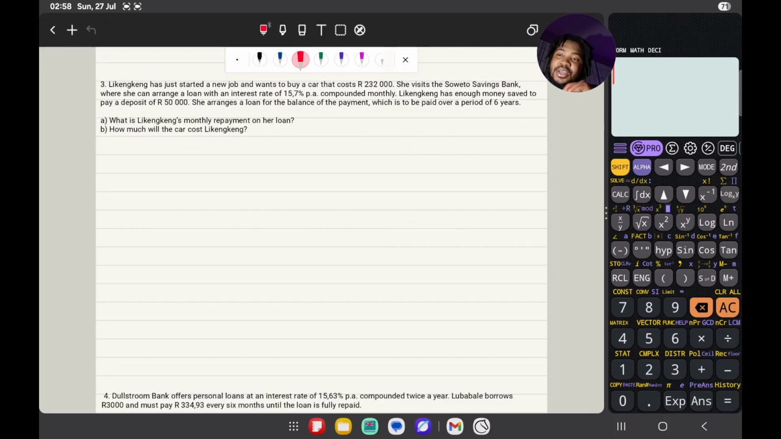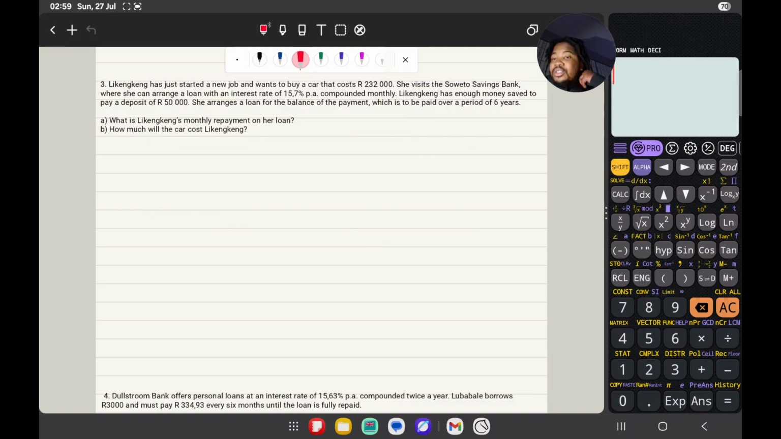It's how much of a loan she took, right? Because after paying the deposit, now she doesn't have any money. Now she goes to the bank to get the loan. So with that loan, we're going to use that amount to find X, which is her monthly repayments for the loan.